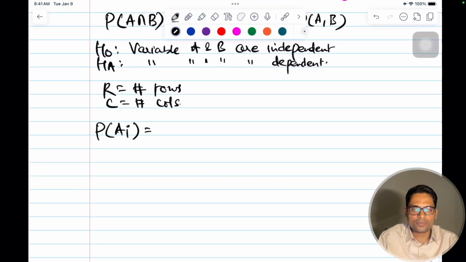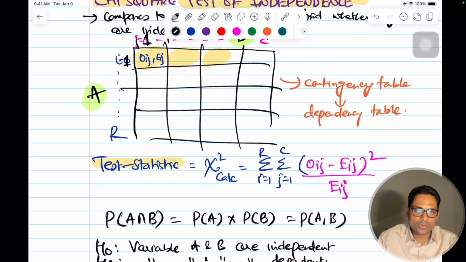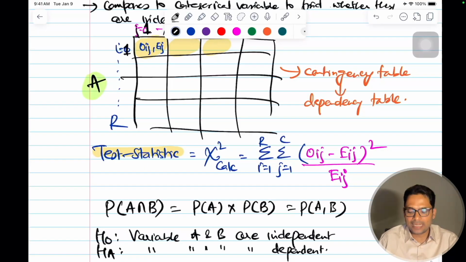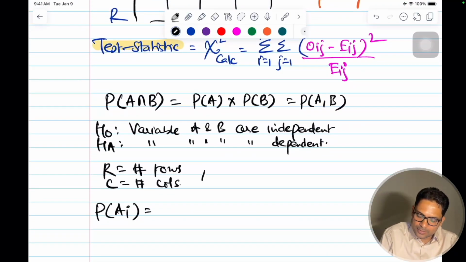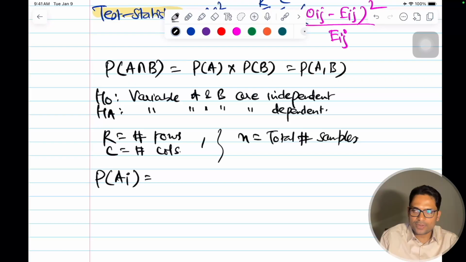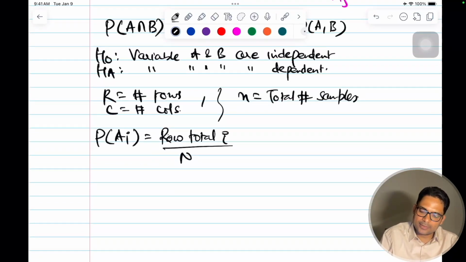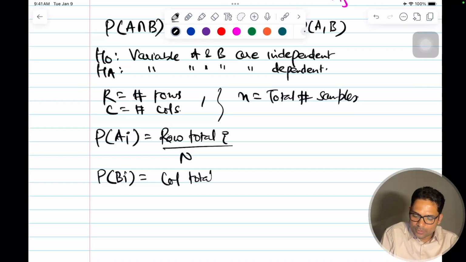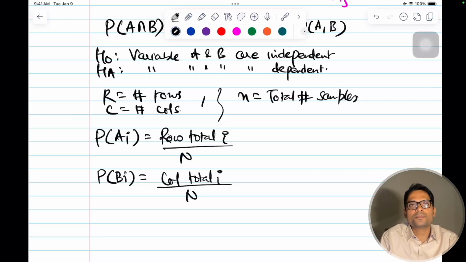So what will be my probability of ith category, and say my total number of samples I have is n. So n here is equal to total number of samples. So probability of A_i will be row total of the ith category by n, where n is the sample size. This is the total number of samples. Similarly, probability of B_j will be column total of the jth category by n.